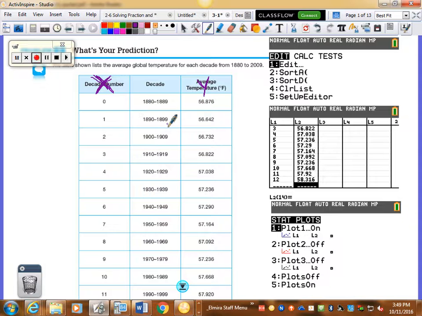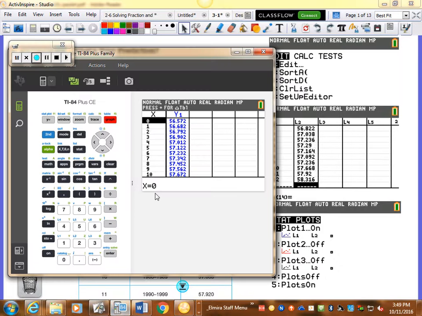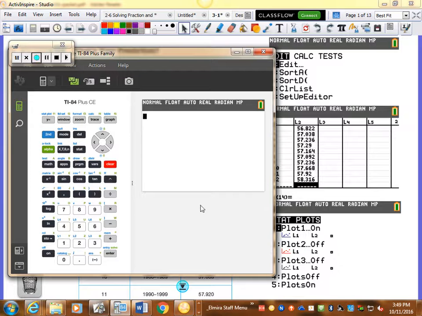Okay? So here's what we're going to do. You're going to go into your calculator, and I've pre-done some of this because it's time-consuming to do, and it takes too much time for the video. So I have some of it pre-done. When you first turn it on, you've got your normal blank screen.